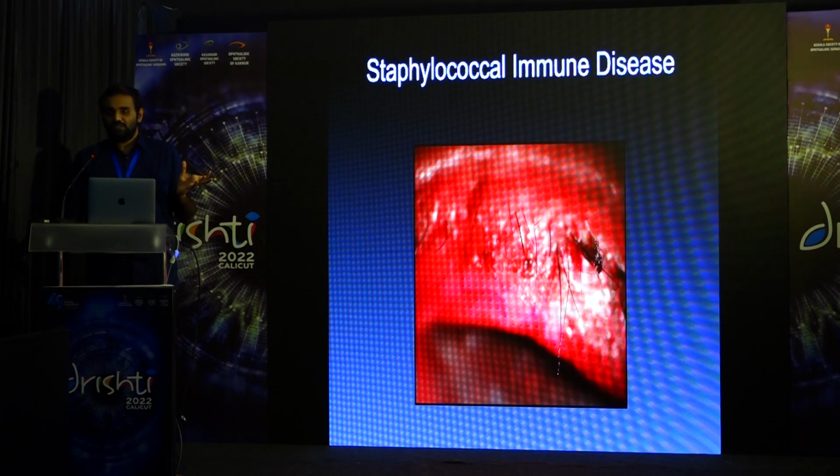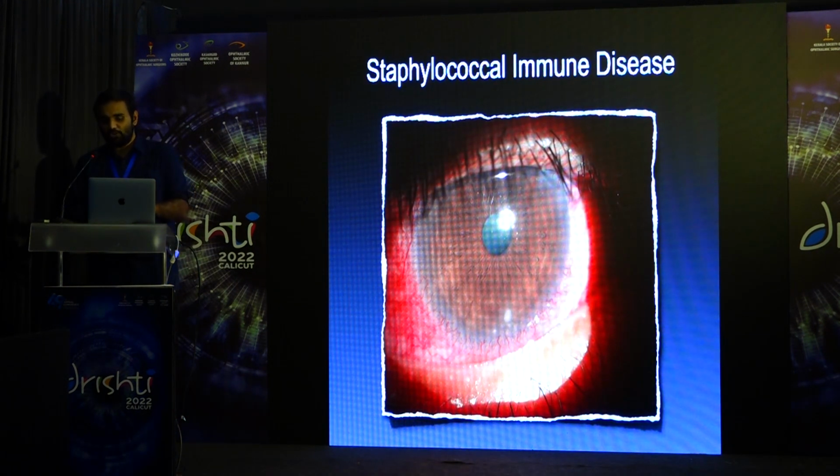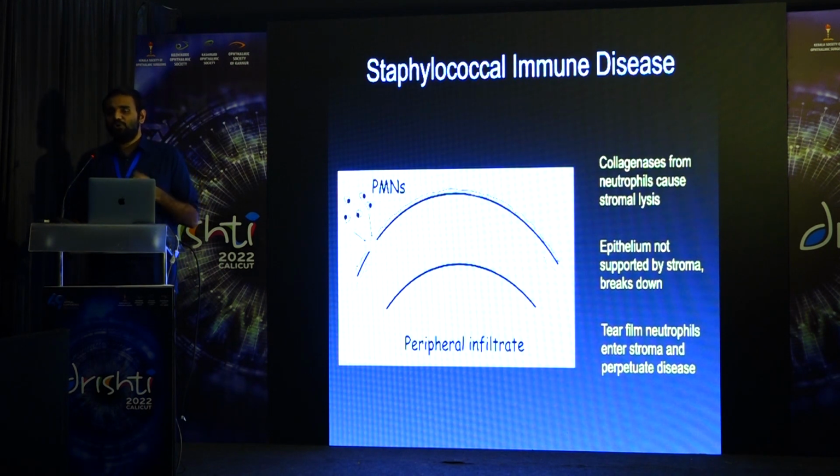This is something we've all seen, staphylococcal immune disease. Basically it happens because there are toxins liberated by the bacteria that are colonizing the lid margins. Now, through the antibody response, you basically get a stromal infiltrate in the periphery that has a small lucid interval between it and the limbus. As this progresses, you have collagenases that come in and the neutrophils start to go in. The epithelium breaks down because there's no longer an underlying stroma. And then what happens later is that the tear film neutrophils start to perpetuate the disease.